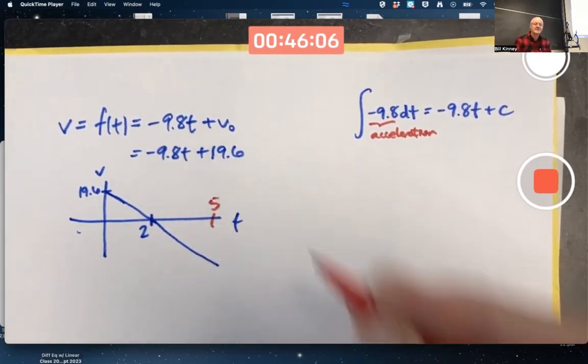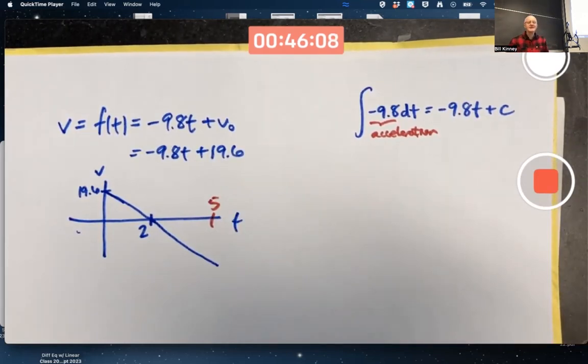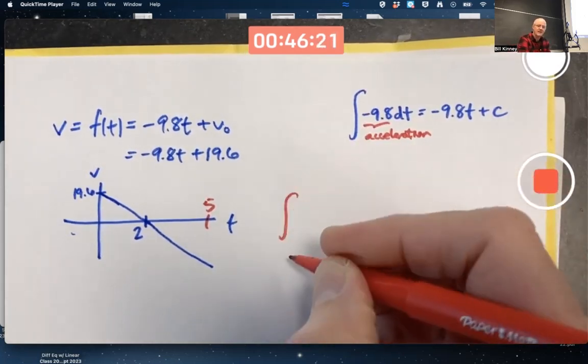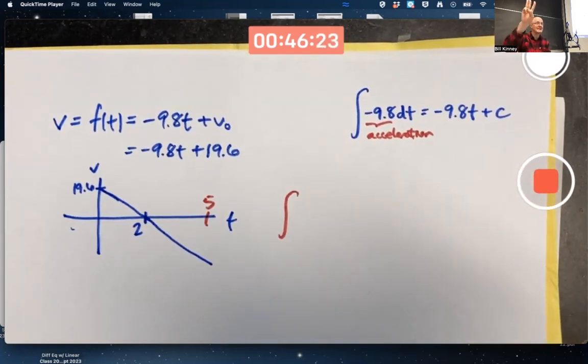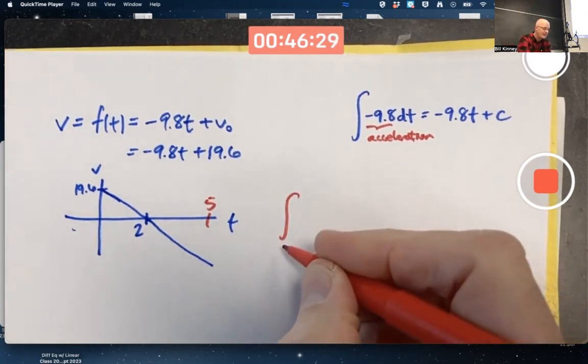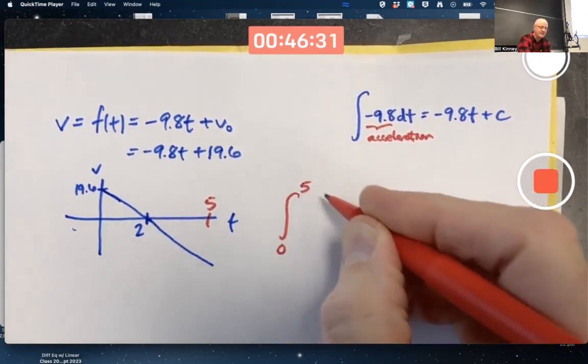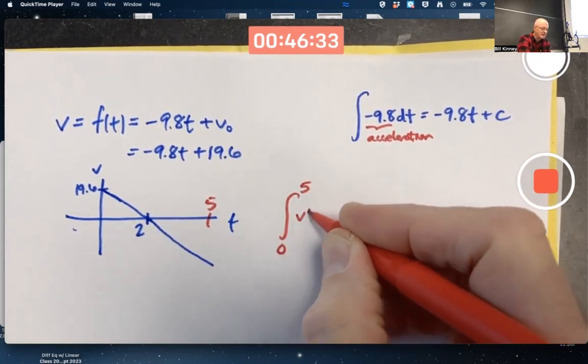Our question is, what's the definite integral of this velocity from time 0 to time 5? And what does it represent? Let's calculate the definite integral in 3 ways. And you should be able to use any of these 3 methods. The definite integral of this velocity function from 0 to 5.